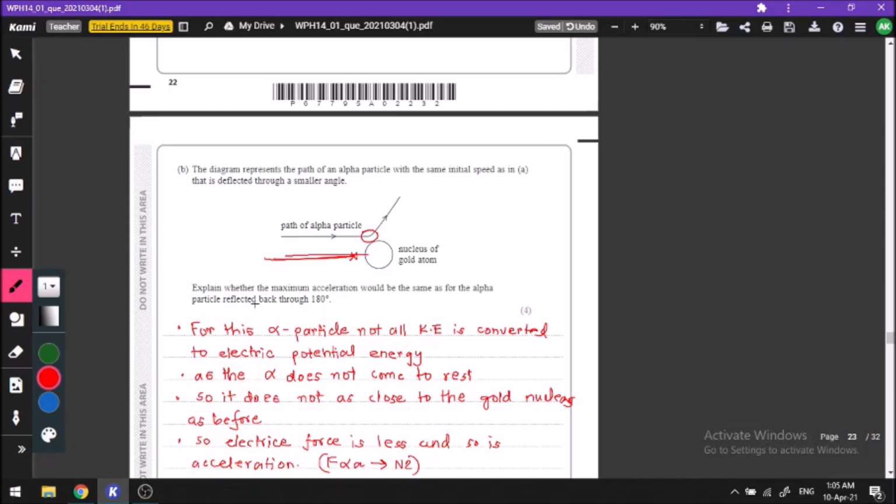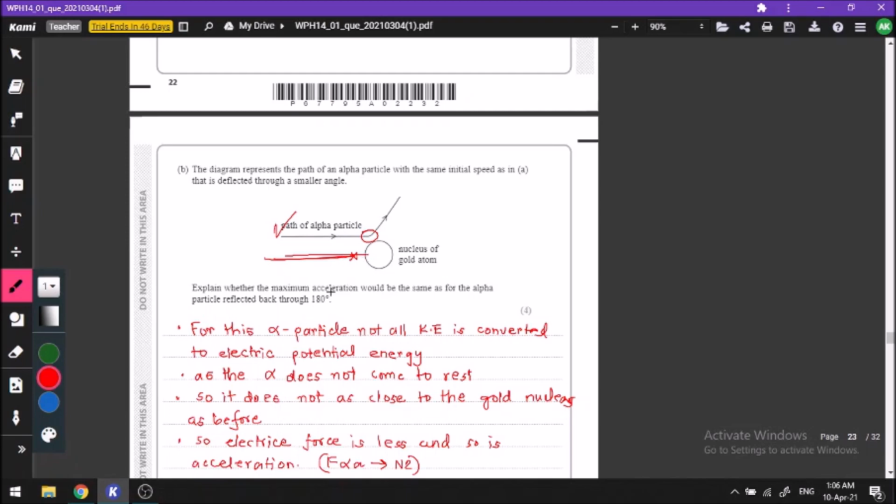Well, for this alpha particle, the alpha particle that we have here for this question, all of its kinetic energy is actually not converted to electrical potential energy. While it is still here, it still has some kinetic energy. It is moving all the while, along this entire path. Although its velocity is a little slow over here, it is moving along this entire path. But in the previous situation, the alpha particle came to a complete rest, so all of its kinetic energy was converted to electrical potential energy. But for this particle, not all of its kinetic energy is converted to electrical potential energy.